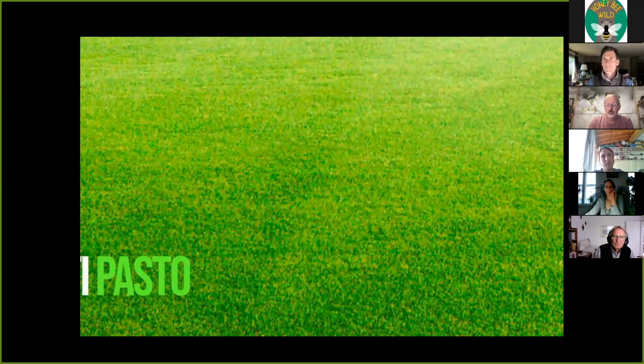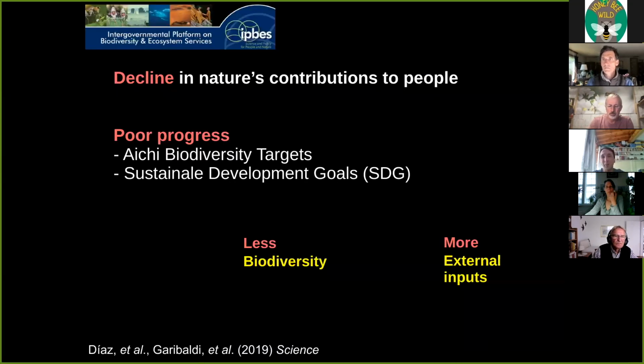So this is not only a problem of biodiversity lovers, and it's not only a problem of the bees, it's also a problem for human beings. IPBES is an intergovernmental platform, and we can discuss more later about IPBES. We have classified nature's contributions to people into 18 contributions, and we have seen that in parallel with this decline of biodiversity, 14 of these 18 nature contributions also declined during the past decades.